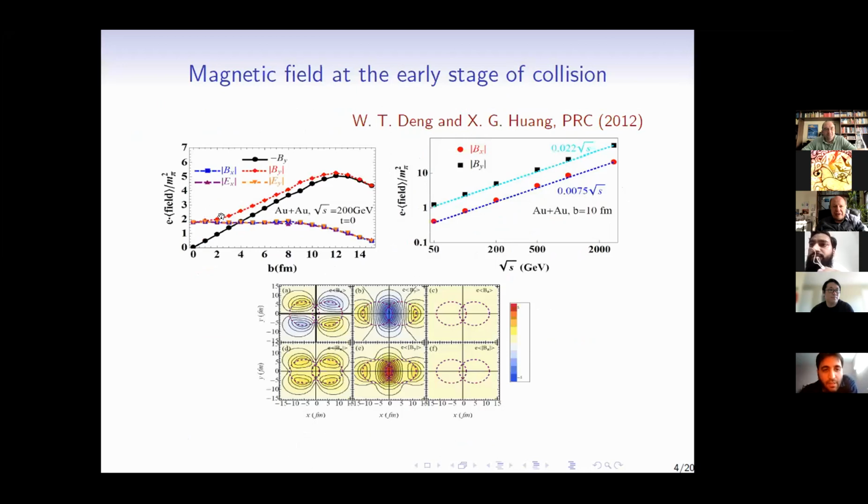This finite value is because of the event-by-event fluctuation. If you take the event average, it's equal to 0, but if you take the absolute value of the magnetic field, it's not 0. It's only because of the fluctuations.